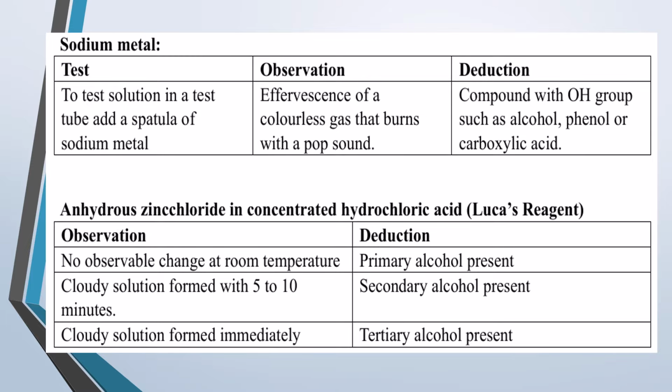Another reagent can be sodium metal. Sodium metal can be used only to confirm, just like phosphorus pentachloride; sodium metal also replaces the hydrogen atom on the OH group. So the moment we see effervescence of a colorless gas, it is because the sodium atom comes onto the OH group and replaces this hydrogen, so that we see bubbles of a colorless gas after hydrogen is given off.